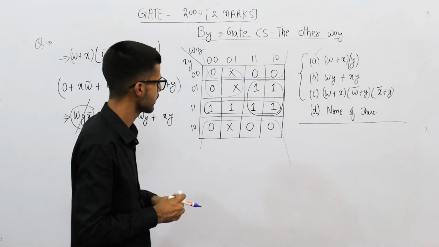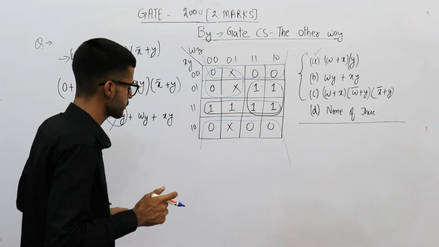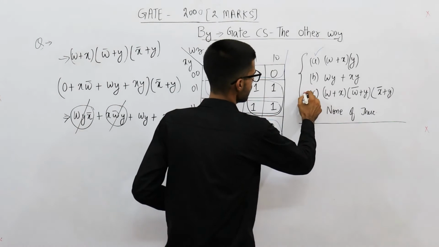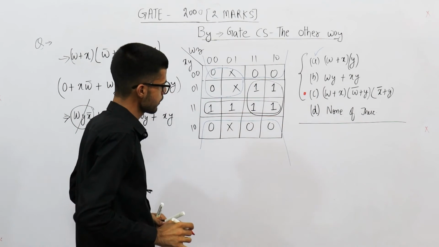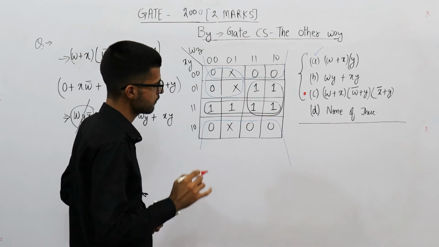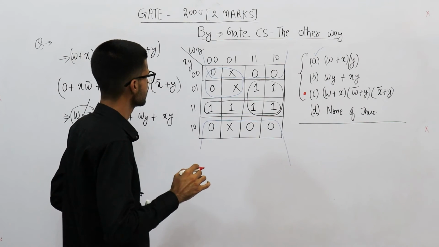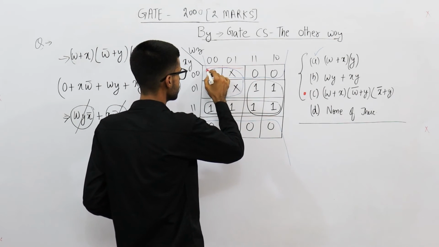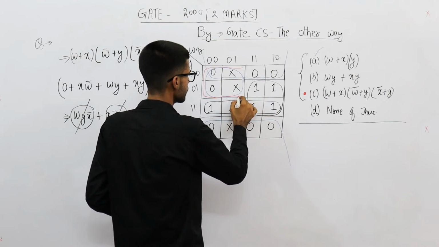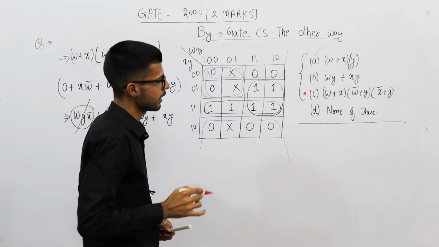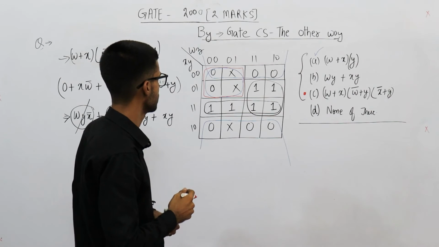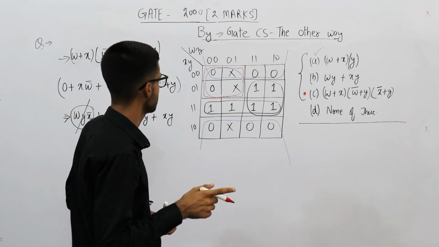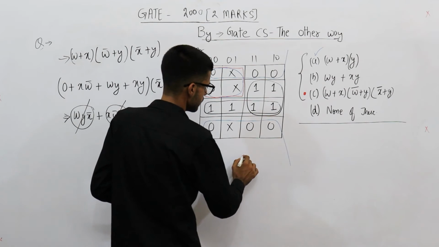But for option C, let me tell you the grouping. For option C, I am using red color. You can see we have W plus X. That means W and X both are 0. First group is of these 4, like this only. Okay. Then is W bar plus Y. W is 1 and Y is 0. That means these are grouped.